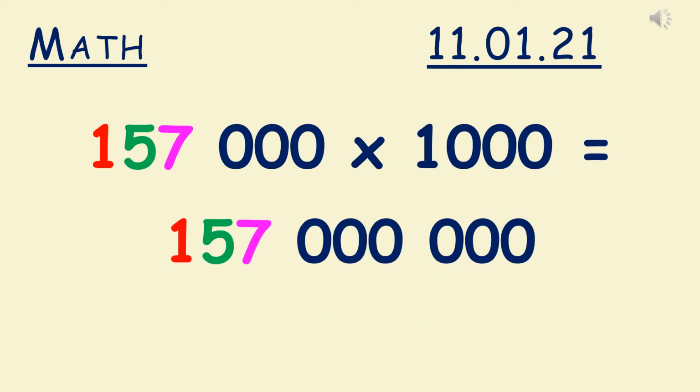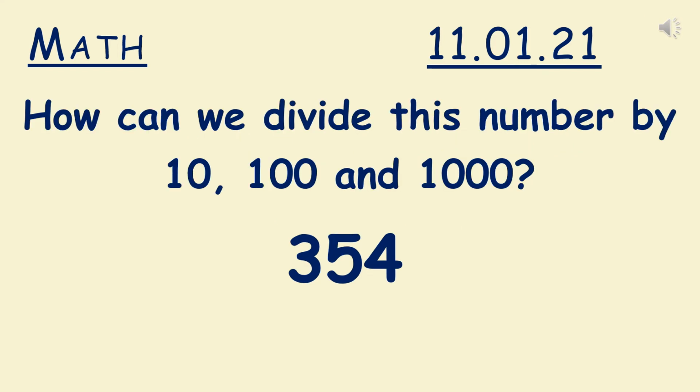Well done everyone, I'm sure you got that right. Makes a very large number, makes 157 million. Again, you'll notice that the digits haven't changed, just their position on a place value grid. So, how can we divide this number by 10, 100 and 1000? Let's have a look.